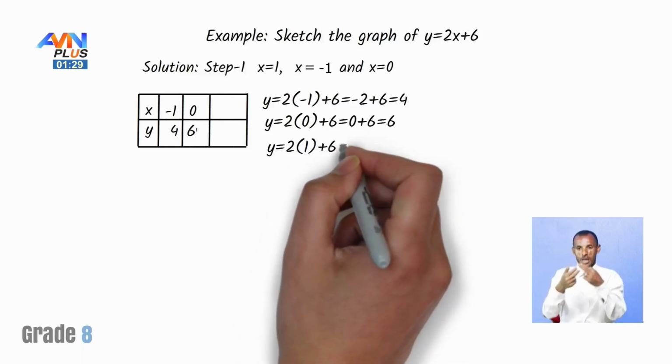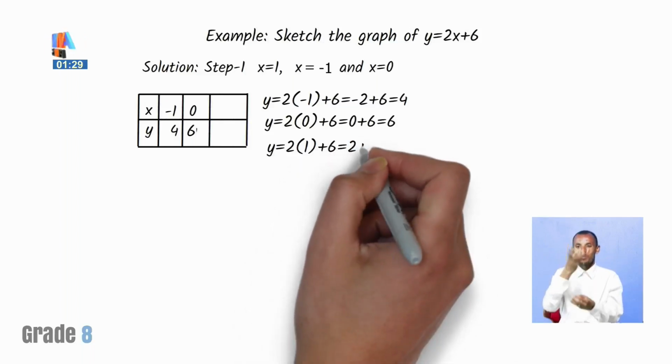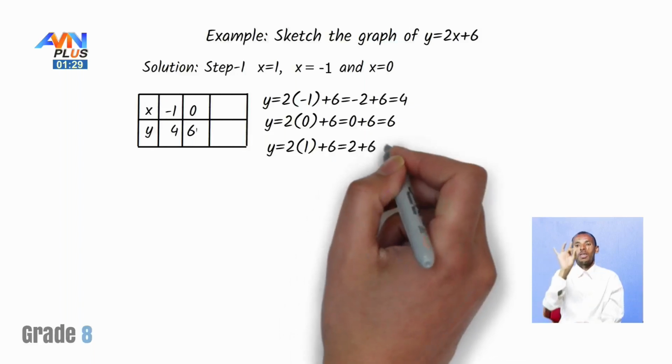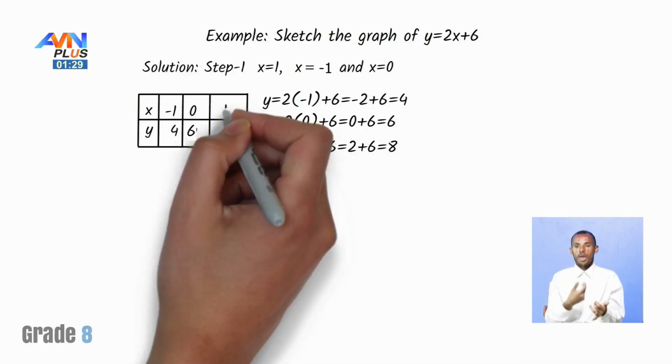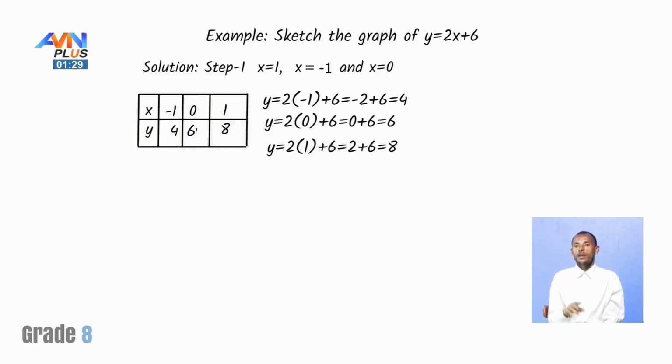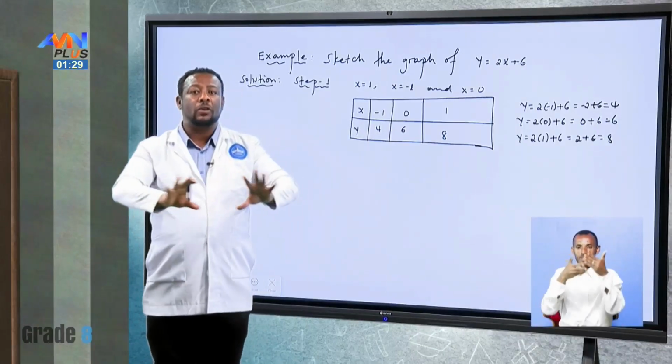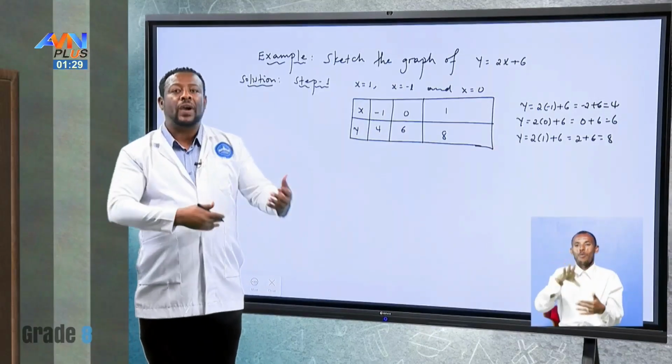2 times 1 is 2, and 2 plus 6 will be 8. So this result is 8. Now we have (1, 8). Okay, this is the first step: construct a table of values and obtain the values of x and y.